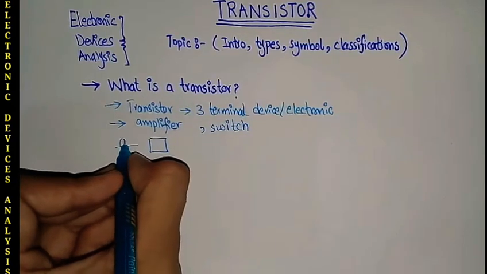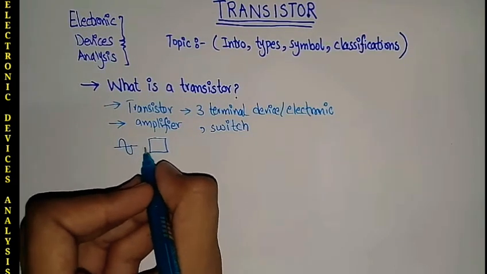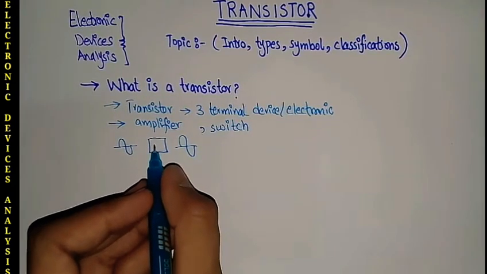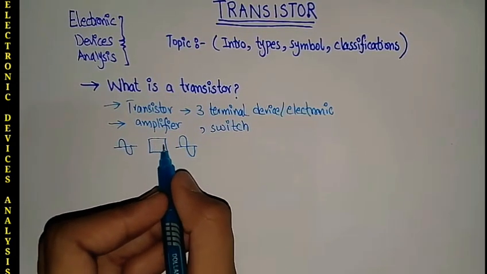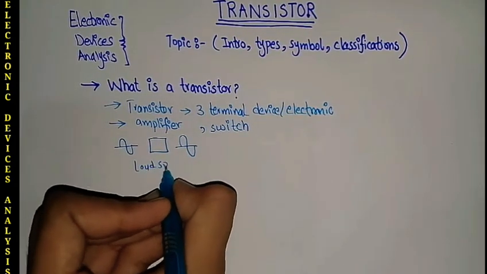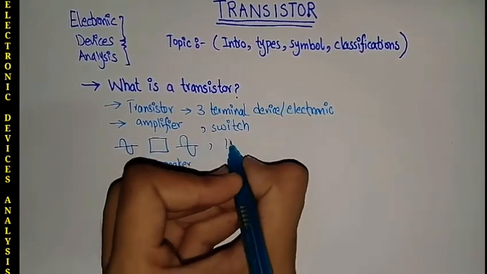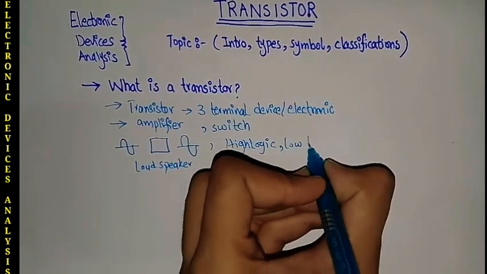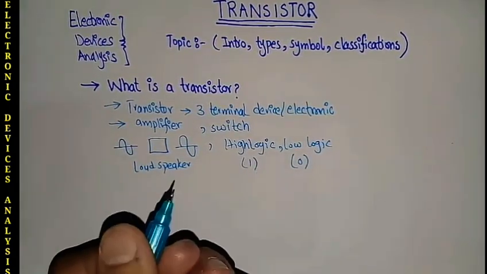Amplifier means if you apply an input signal to the transistor circuit, then it will convert it into a large signal, because the transistor circuit has a gain. If you multiply the input signal with its gain, then it will be converted into a large signal. This is also used in loudspeakers and many more. And it will be also used as a switch. High logic or low logic: high logic means 1, low logic means 0. It will be also used as a switch.